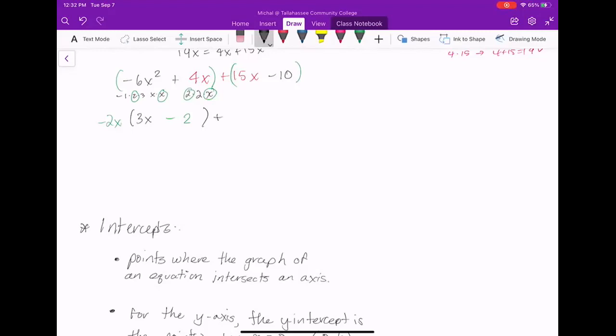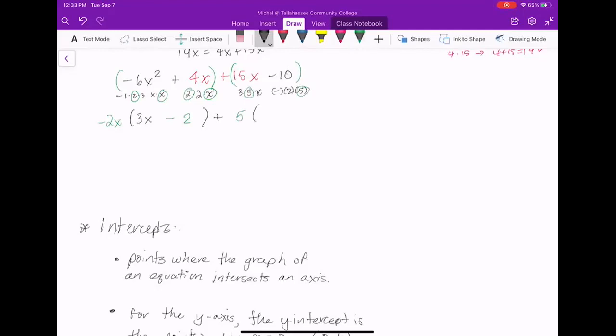Now, when I'm thinking about how to factor 15x and negative 10, I have no common x's because 10 doesn't contain a factor of x. But 15x is going to be equal to 3 times 5 times x, and negative 10 is negative 1 times 2 times 5. Those are just my prime factors. The common factor here then is a 5. It's the only factor that's in both. So I'm going to pull out my 5.